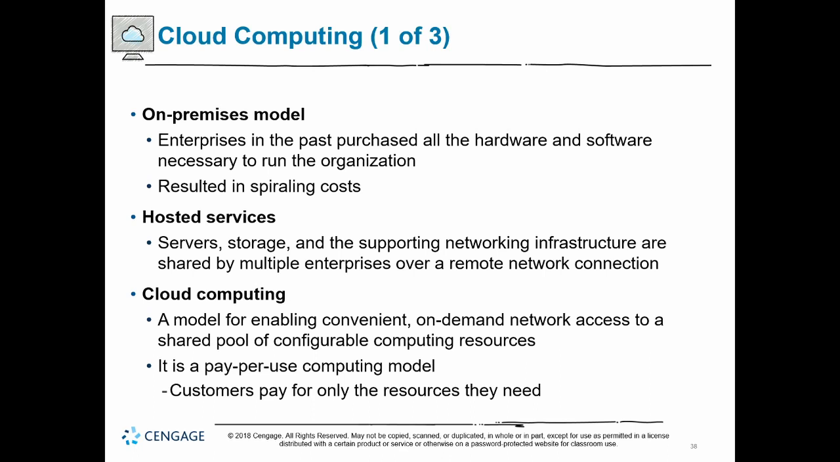Networking infrastructure is shared by multiple enterprises over a remote network connection. Cloud computing is a model for enabling convenient on-demand network access to a shared pool of configurable computing resources. It's a pay-per-use computing model. Customers pay for only the resources they need, so you can spin things up and spin things down as needed.